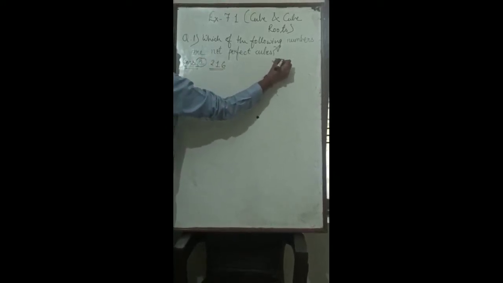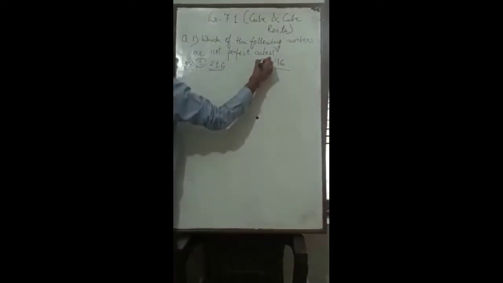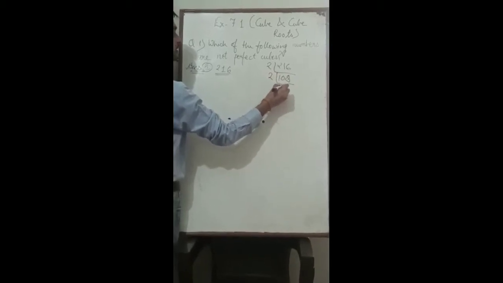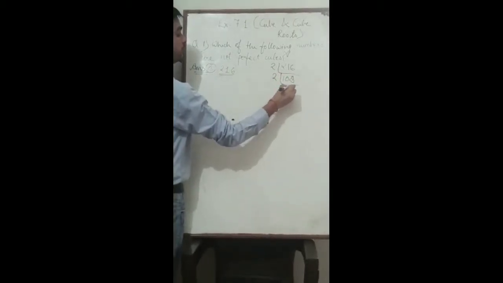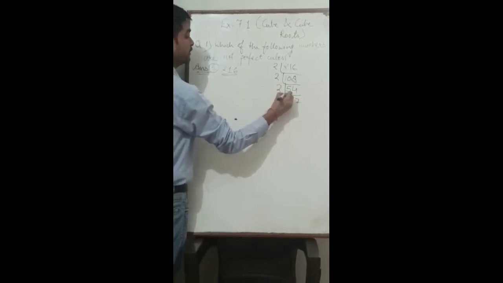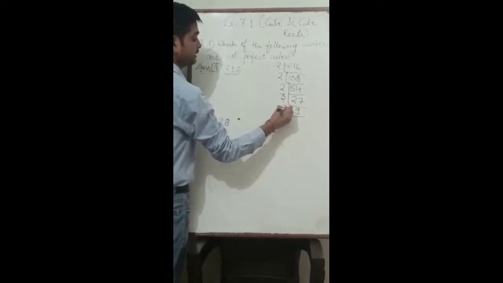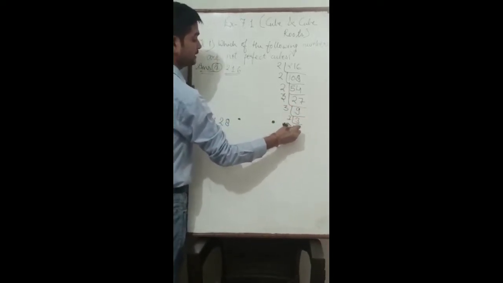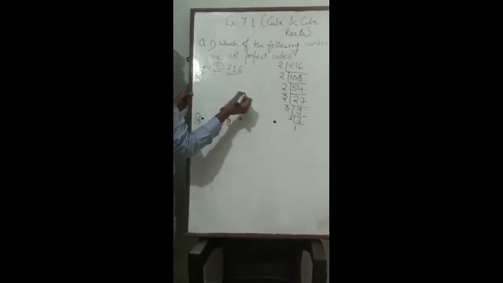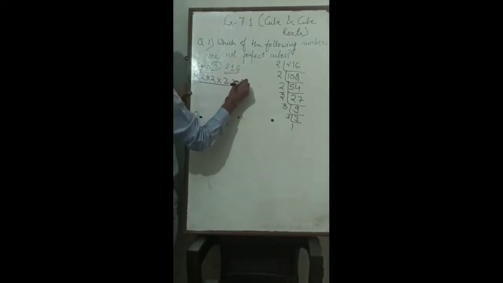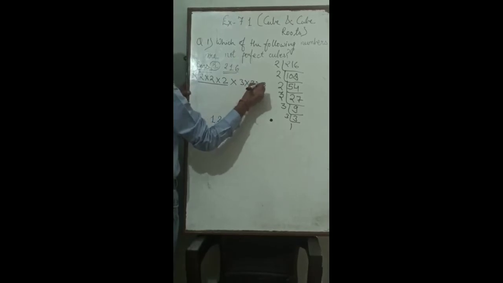Firstly, we will find the factors of 216. 2 1 are 2, then 0, 2 8 are 16, then again it will cancel from the table of 2. 2 5 are 10, 2 4 are 8, then again 2, 2 2 are 4, 2 7 are 14, then it will be cancelled from the table of 3, 3 9 are 27, then 3 3 are 9, then 3 1 are 3. After this, you have to note down each factor here. That means you can see 2 is 3 times, then 3 is also 3 times.